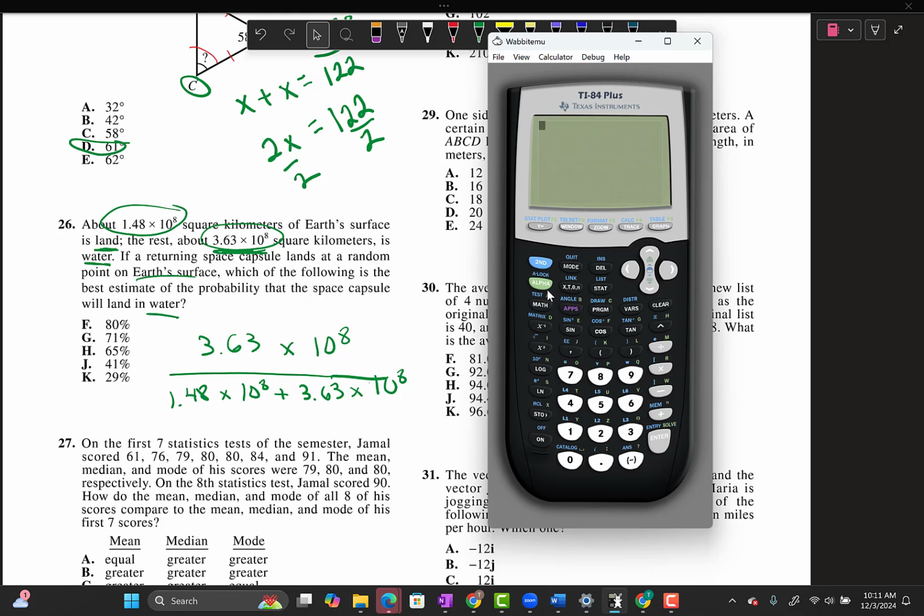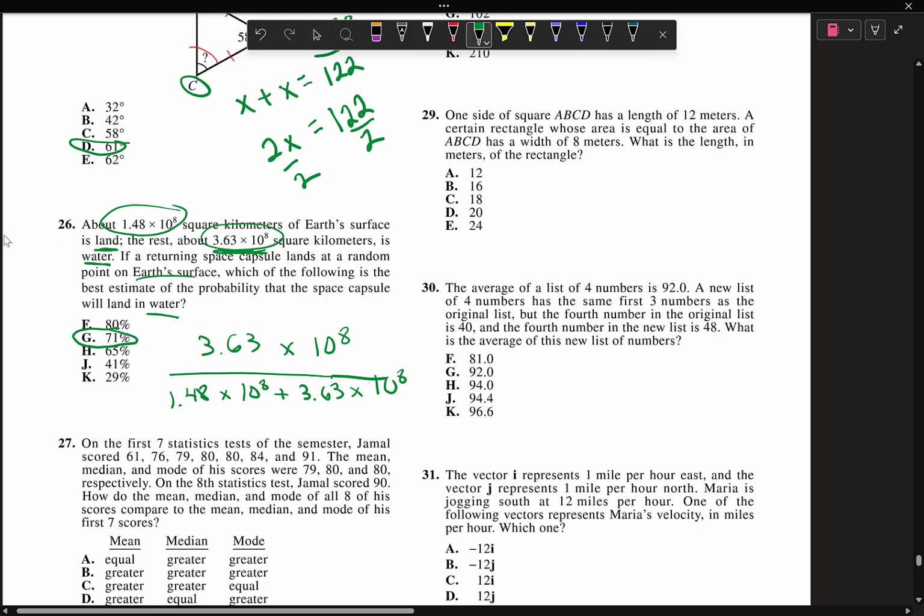So we're going to do alpha y equals 1. Set up a fancy fraction, and then just type in the rest of this problem. There are other ways to do it, but this is probably about the quickest. So 0.71, that's equivalent to G, 71%.